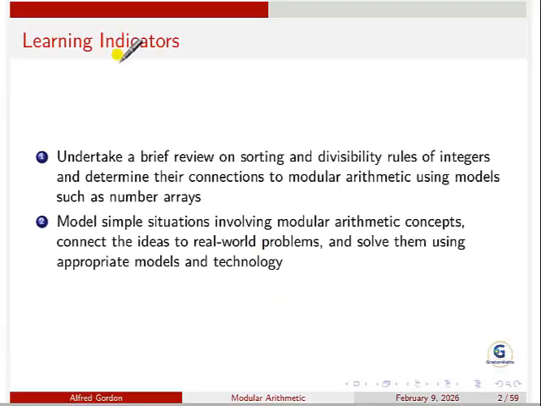Our learning indicators for today's lesson: undertake a brief review on sorting and divisibility rules of integers and determine their connection to modular arithmetic using models such as number arrays. We shall also model simple situations involving modular arithmetic concepts, connect the ideas to real-world problems, and solve them using appropriate models and technology.